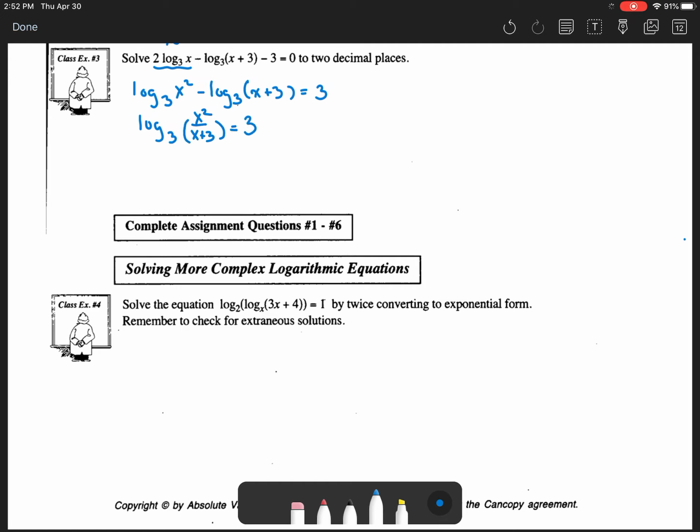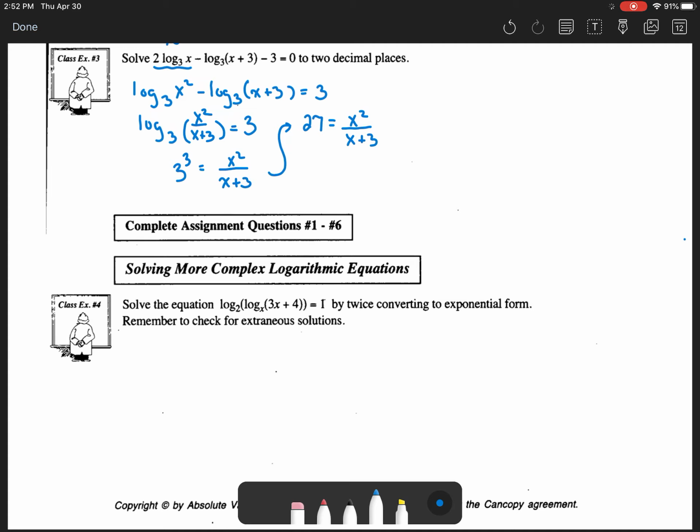The reason I moved that 3 to the right-hand side is so at this step, I can now convert to exponential form. So 3 to the exponent of 3 will equal x squared all over x plus 3. From there, 3 cubed is 27, and that's equal to x squared all over x plus 3.